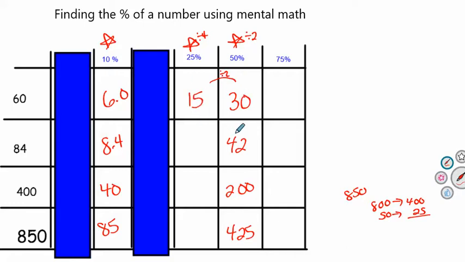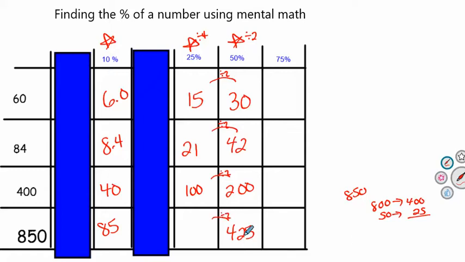Okay, so I'm going to take the 50% and I'm going to divide by 2, because 50 divided by 2 would give me 25, right? So divide by 2. Okay, divide by 2 gets 21. Okay, divide by 2 would give you 100, and divide by 2.